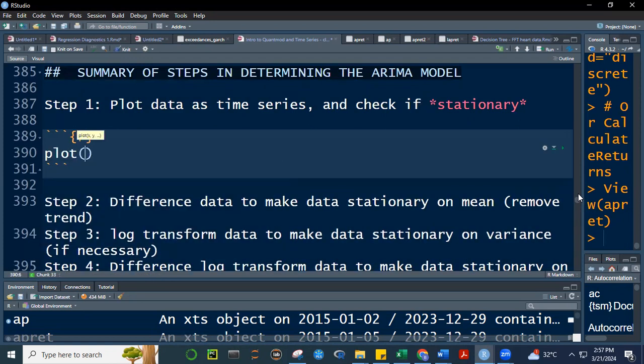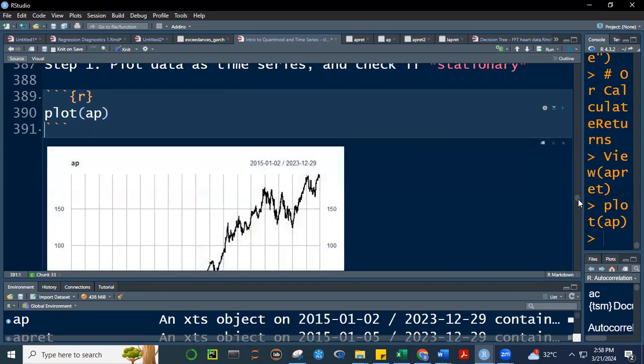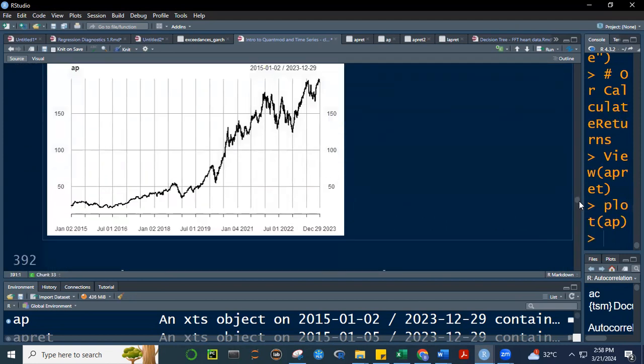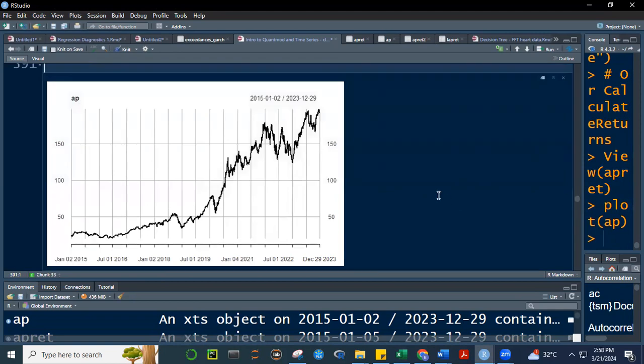If I plot the AP, this consists of the adjusted prices of Apple, and definitely this is not stationary because it displays a non-constant mean. Maybe constant variance, but we're not really so sure. We have to check that statistically.